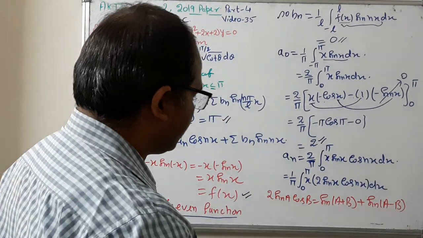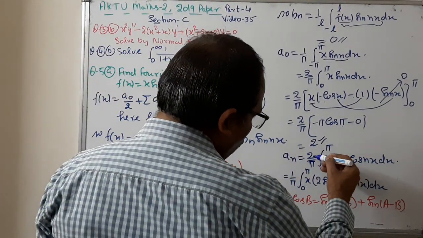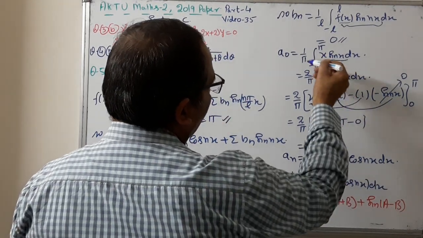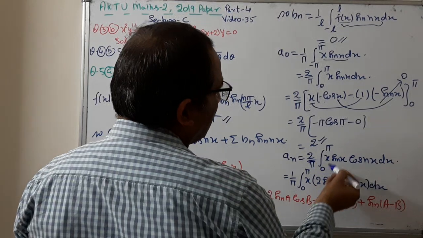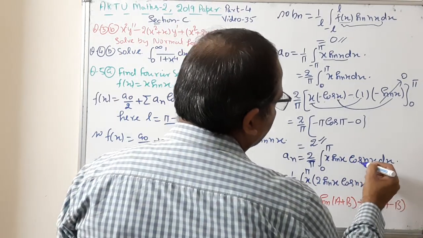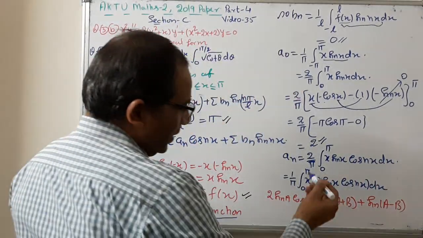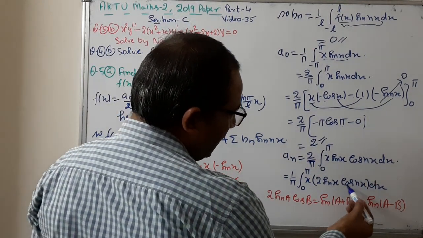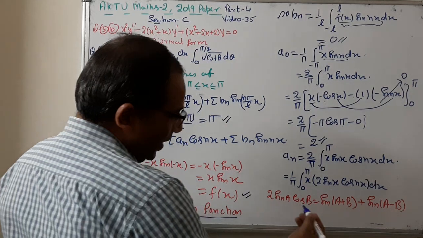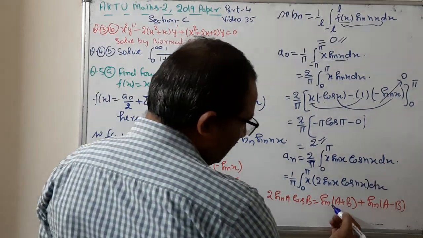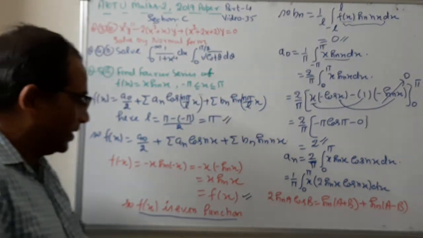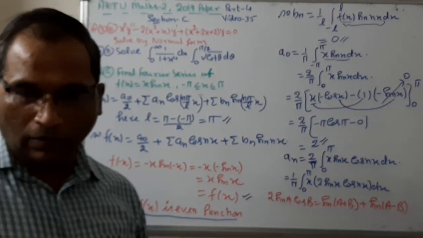Now comes an. The value of an is equal to 2 upon pi, because I write directly 1 upon pi, integral from minus pi to pi, as 2 upon pi, integral from 0 to pi of x sin x cos nx dx. Taking 2 inside, we write 1 upon pi, integral from 0 to pi of x times 2 sin x cos nx dx. Now apply the formula 2 sin a cos b equals sin(a plus b) plus sin(a minus b). Apply this formula and then solve.